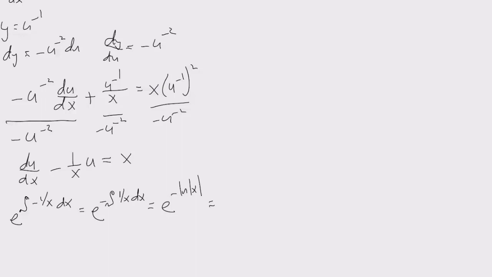Oop, I got excited there. I need to bring the negative up as an exponent. So e to the ln of x to the negative 1, which is just going to give us x to the negative 1. Okay, so that's my integrating factor, so I need to go back and multiply that by every term. So x to the negative 1 times du/dx minus x to the negative 1 times 1 over x times u equals x to the negative 1 times x.